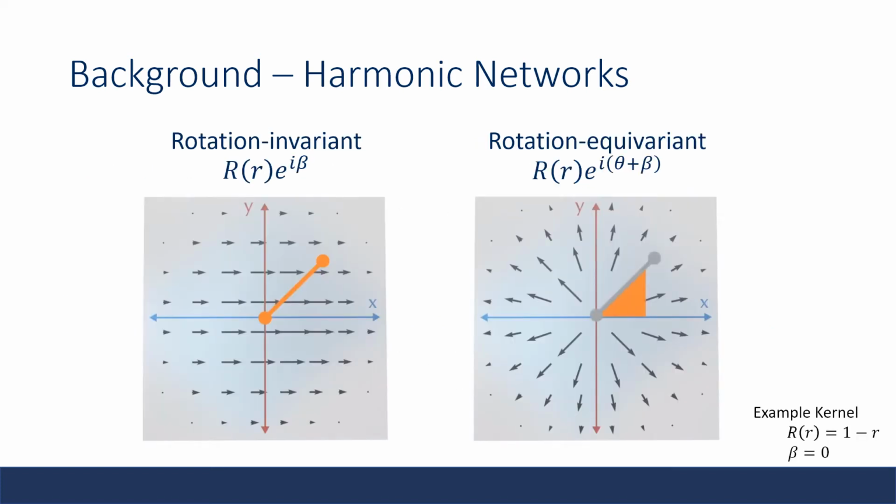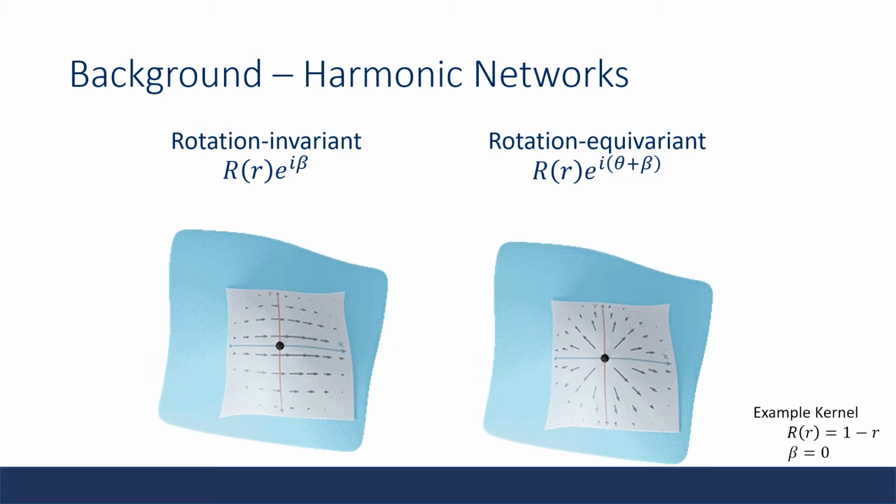Here we see a toy example of two different types of convolution kernels operating on vector features. On the left, we have the rotation invariant version, and on the right, we have the rotation equivariant version based off the harmonic networks previously mentioned. In this example, we can see that the black vectors are the output of the kernel, and the location of the black vectors represents the vector feature input.